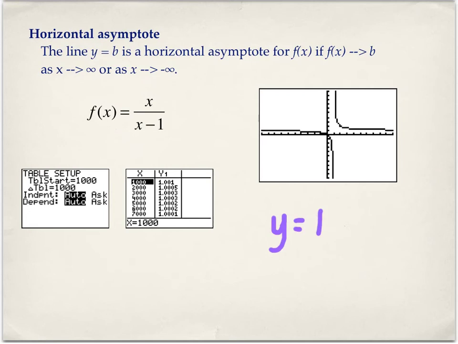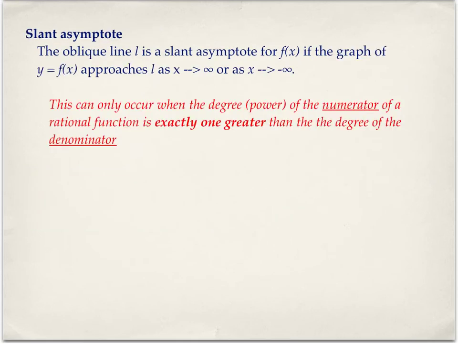Now there's also another asymptote. This one's a little trickier. It's called the slant asymptote. So not horizontal, not vertical, but a slanty line, or an oblique line would be the mathematical term. And once again, you'll be able to recognize this on the graph as we'll see in our next example.